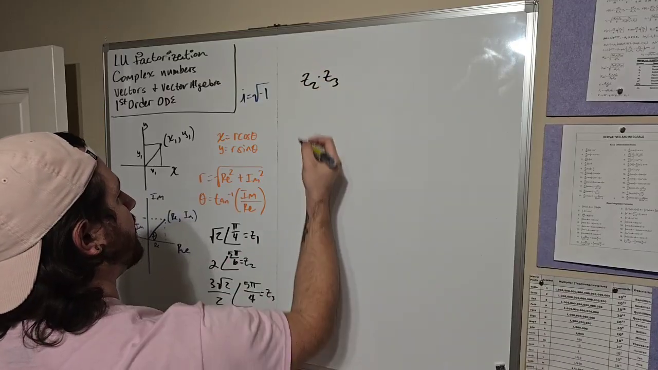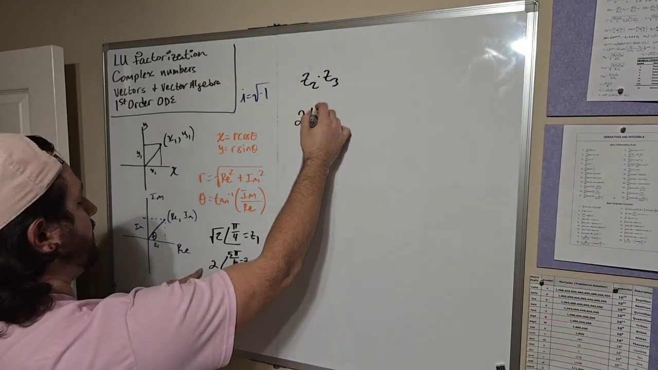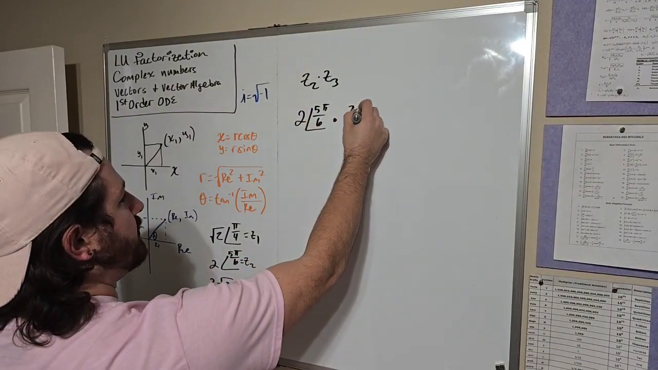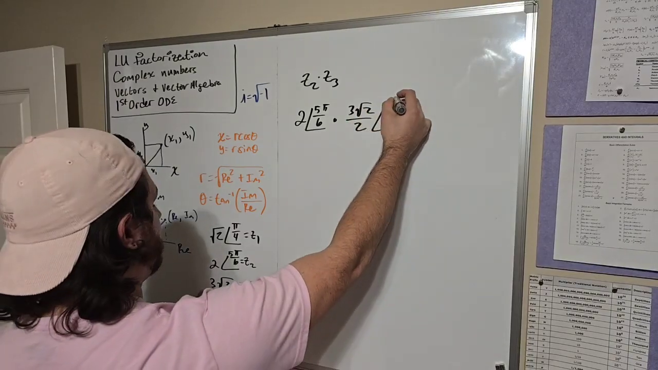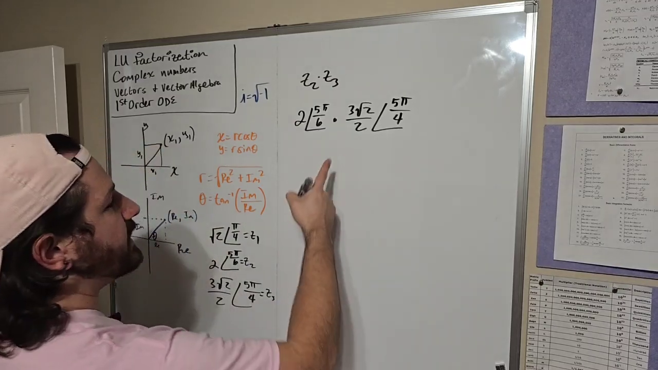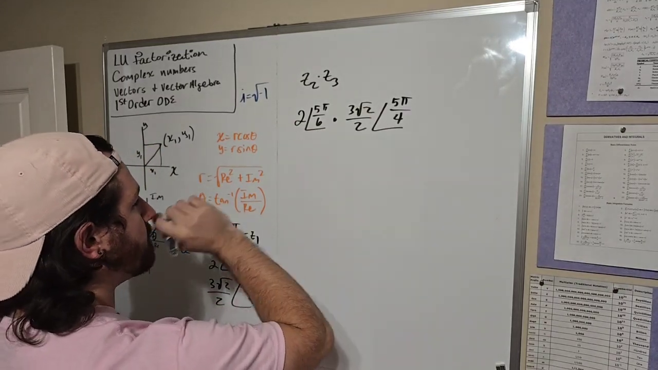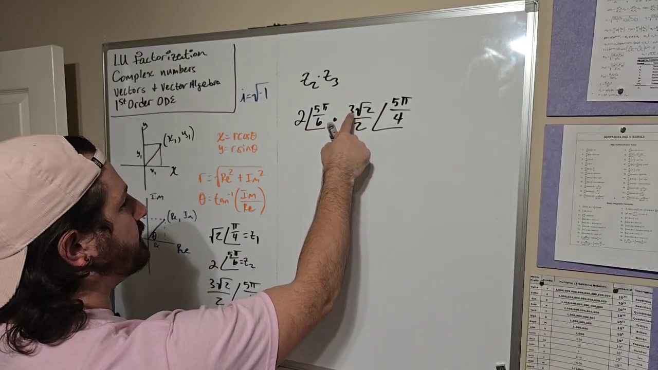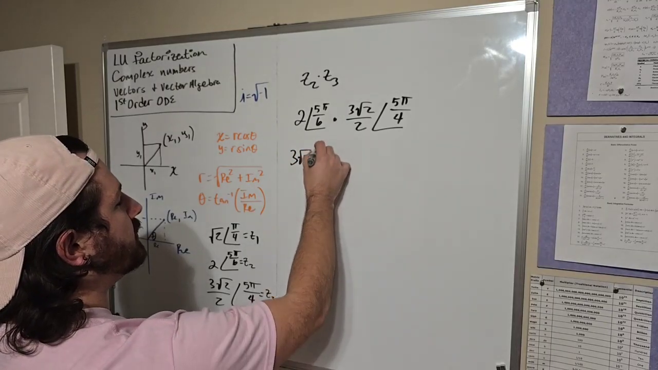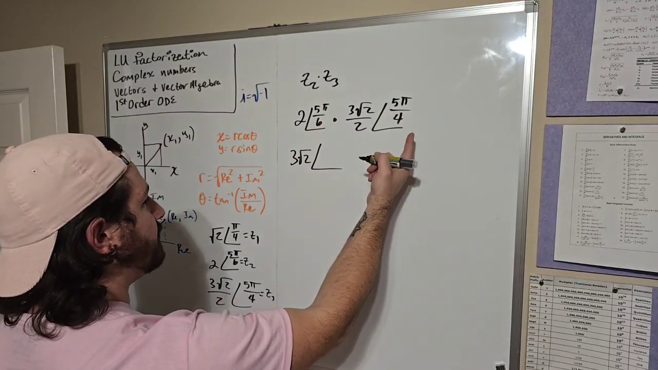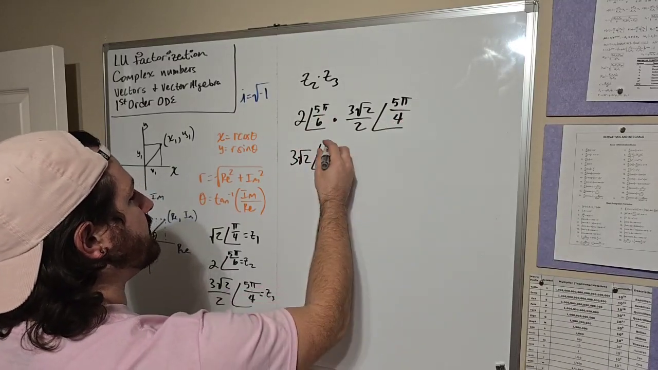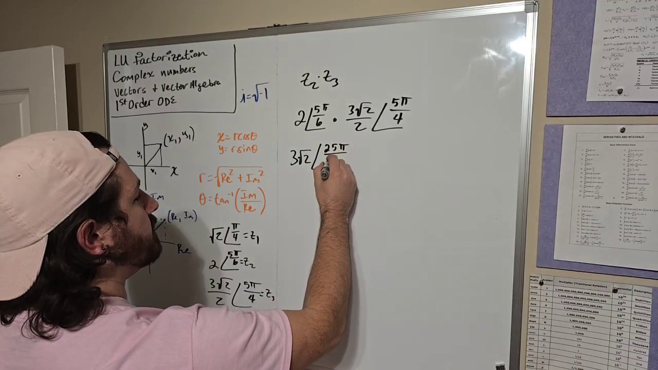Just another quick example, right? Okay, so Z2 is going to be this 2 with the angle of 5 pi over 6. I'm going to multiply that by 3 root 2 over 2 with the angle of 5 pi over 4. Okie doke. So again, we're just going to multiply our magnitudes and add our angles. So in this case, 2 times 3 root 2 over 2, the 2's cancel, so we're just going to get 3 root 2. And then for our angle, again, we have 6 and 4, so we already know we're going for 12, so we're going to double this side, so we get 10 pi, and then we're going to triple this side, so we get 15, so we get 25 pi over 12.